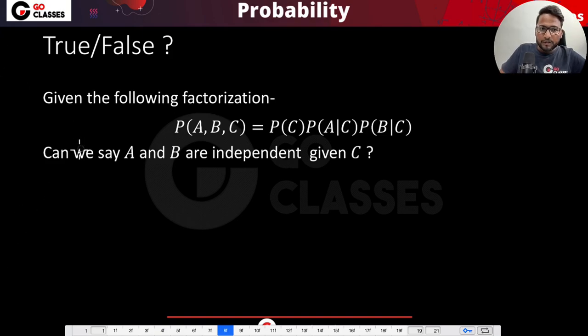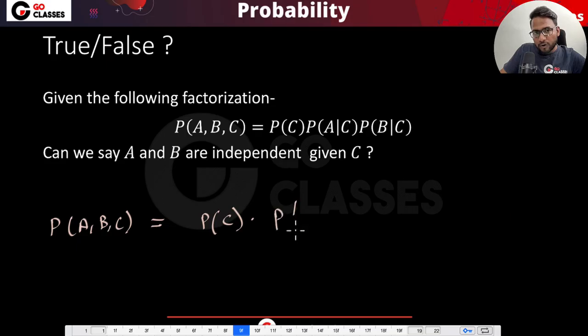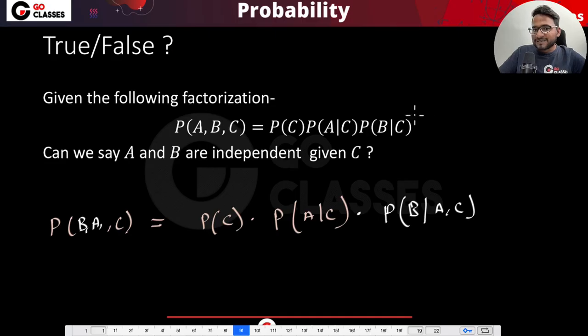So this is true or false. Instead of 'can we say', you can just read it out as 'we can say'. Let's check if we can say or not. What they have given is that probability of A comma B comma C is equal to probability of C into probability of A given C, that is okay. Now, multiplied by probability of B given, it should be A comma C, but now you just have B given C. They are saying this is true, which means these two are true, because in general this is a general formula, right?